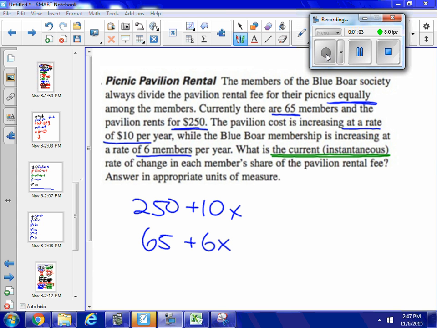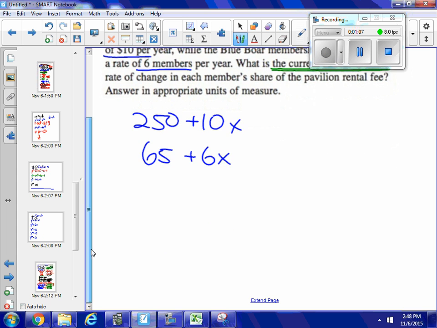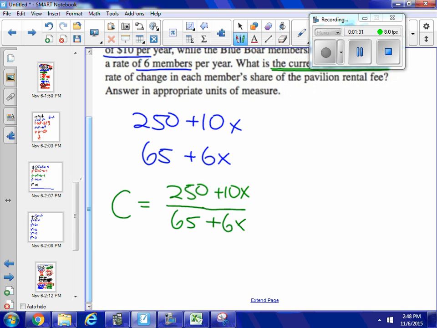I'm going to define a function C for the cost per member. Right now it's $250 divided by 65, but it's changing all the time. So it's really 250 plus 10x divided by 65 plus 6x.